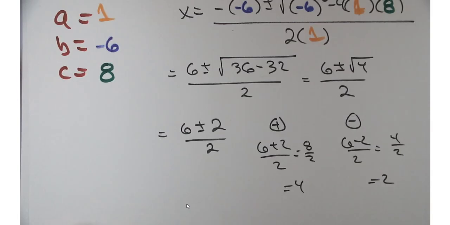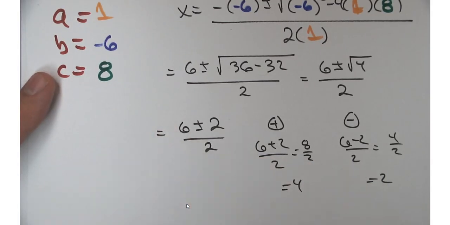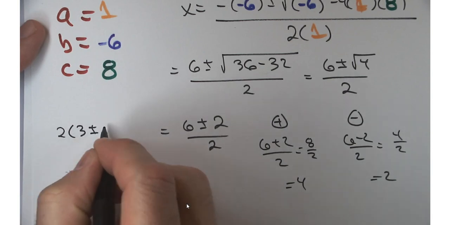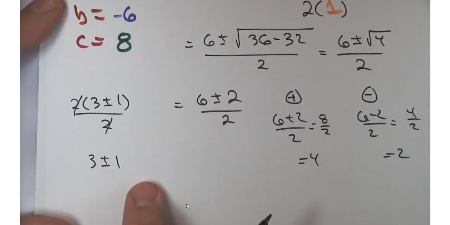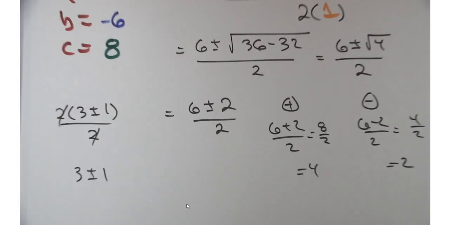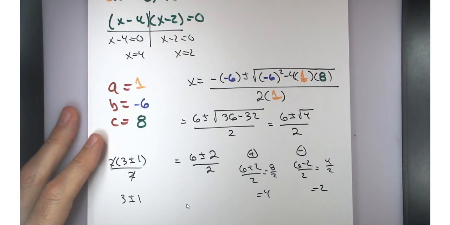Yes, sir? Couldn't you also simplify those as well? Where, here? Yeah. You could. You could factor out the 2 and do it that way. So if you wanted to, you could also say, all right, well, that's 2 times 3 plus or minus 1 over 2. And then you have 3 plus or minus 1. And that's still going to give you your 4 and 2 as well. So nothing wrong with that. Is that what you're asking? Yeah, that's what I was asking. Yeah, nothing wrong with that. I think the point, though, is if you can factor it, please do. Generally speaking, I'm not going to tell you how you have to solve these things on the exam.